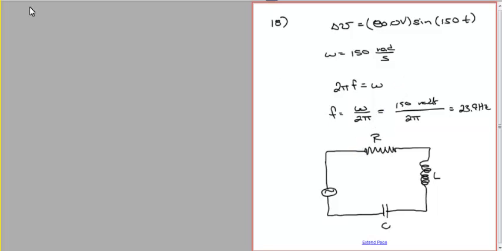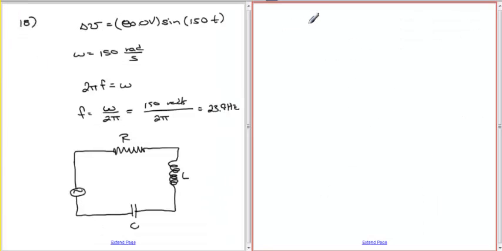So the way you solve these problems is you deal with the reactance. So you have the reactance due to the resistor, then you have the one due to the capacitor, and you have the one due to the inductor. So the resistance is just the resistor. So we have 40.0 ohms.